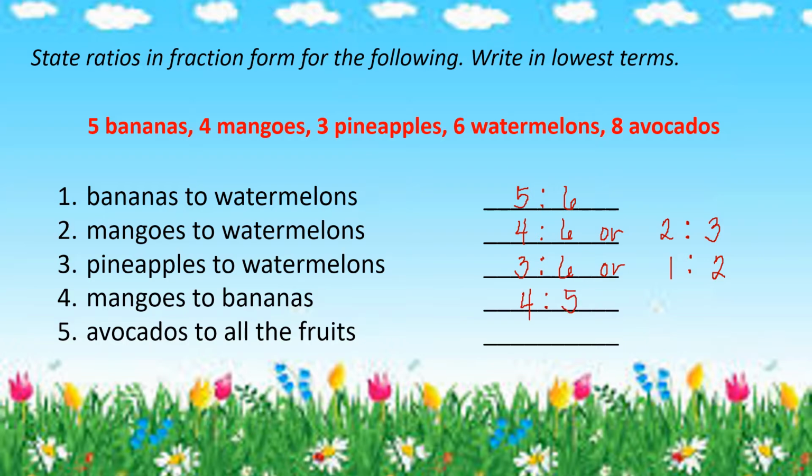Next, what is the ratio of avocados to all the fruits? There are 8 avocados. And what is the total number of all the fruits? We have 5 plus 4 plus 3 plus 6 plus 8. The total number is 26. If you try to observe, the ratio 8 is to 26 can still be simplified. In lowest terms, this is equal to 4 is to 13.